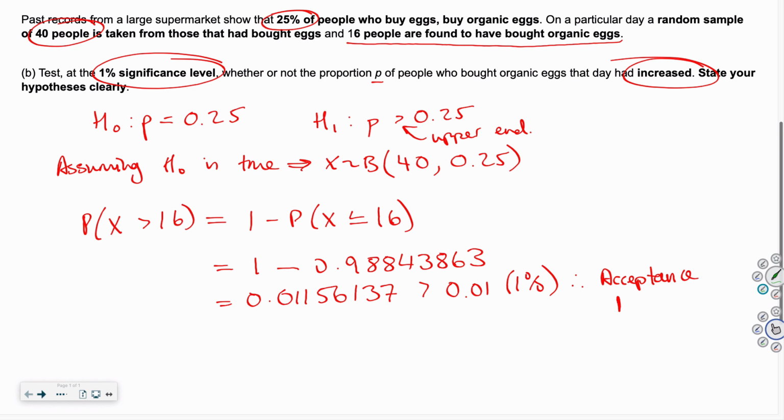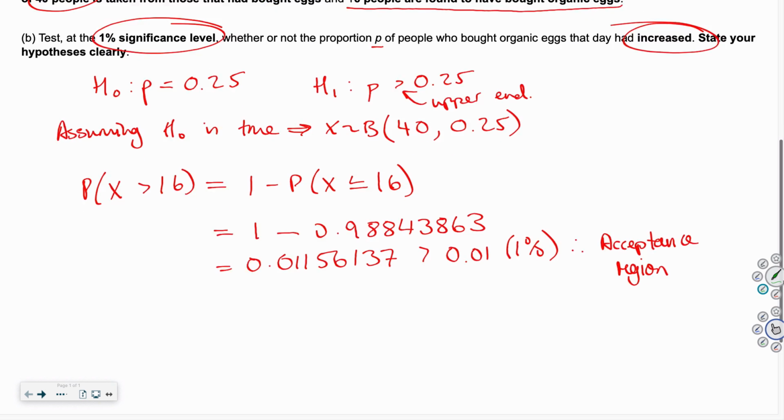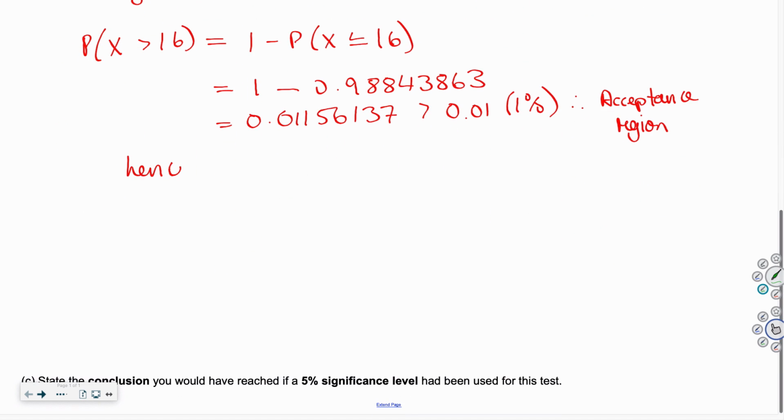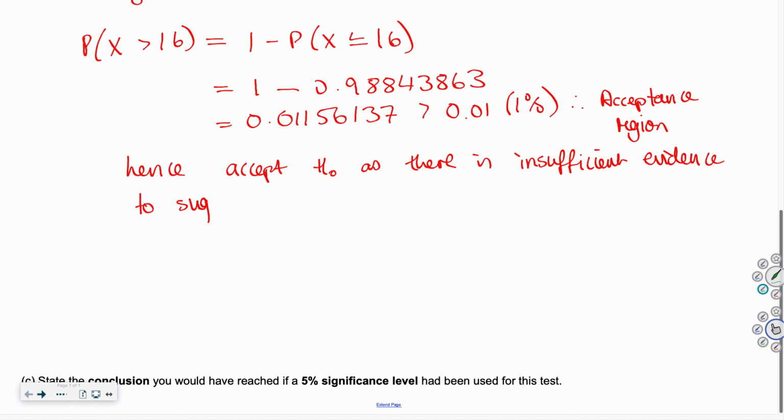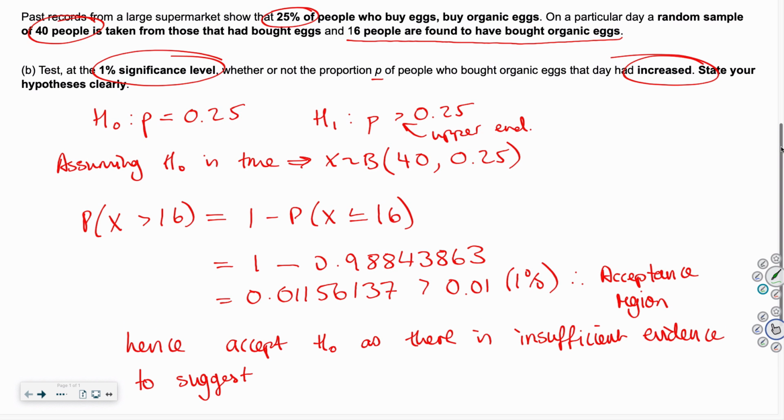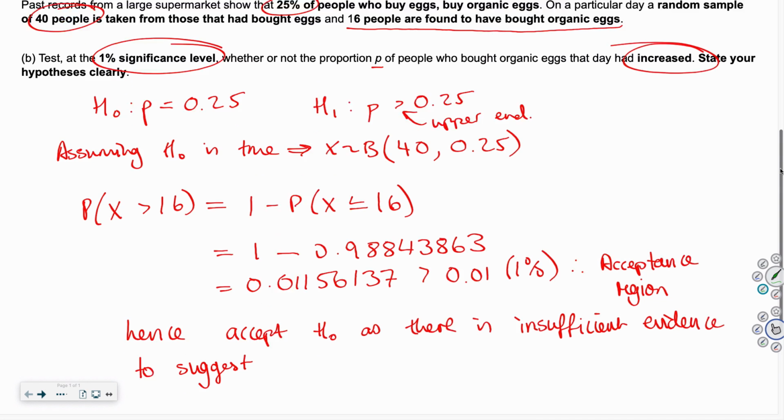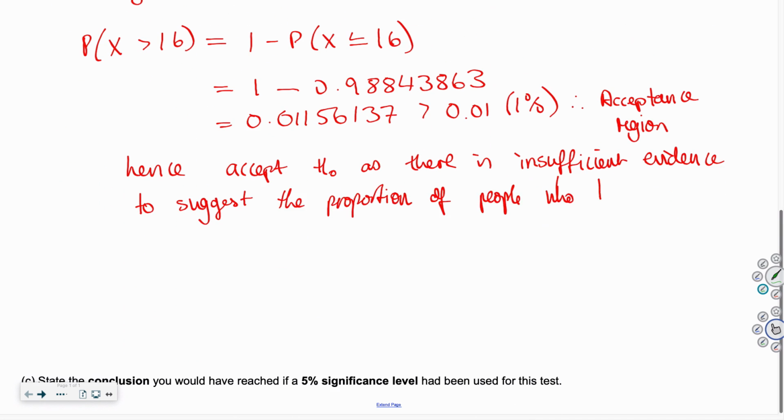So what we can say then is now, let's make a comment saying, hence, accept H0 as there is insufficient evidence to suggest, and then looking back at the context of the question, the proportion of people who bought organic eggs had increased. And that's our final answer for part B.